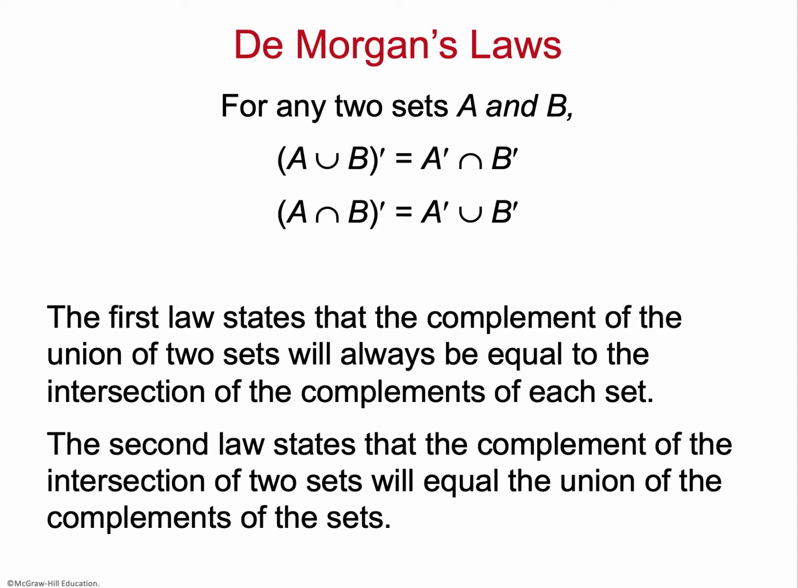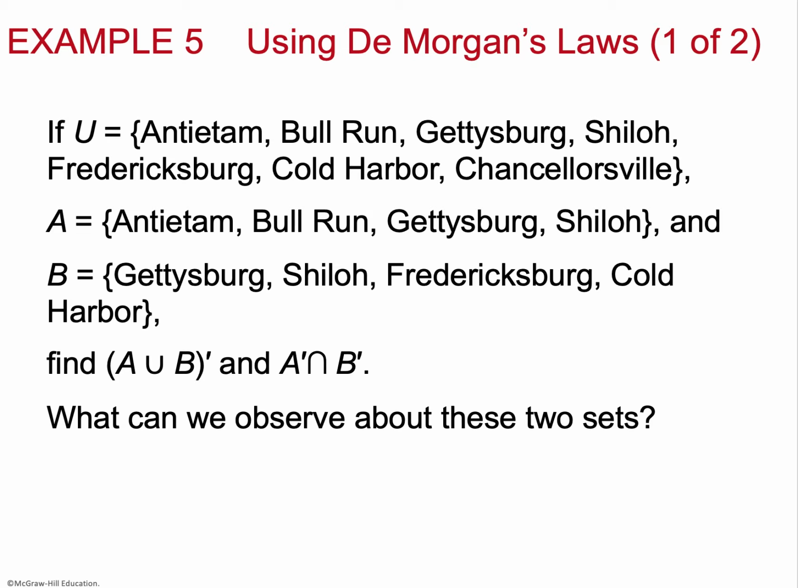So De Morgan has a couple of laws that he has made. The first one says that the complement of the union of two sets is equal to the complements themselves, and finding their intersection. The second law says if I'm taking the complement of the intersection, that's going to equal the union of the complements of the sets. That may seem weird, but let's see it in action.